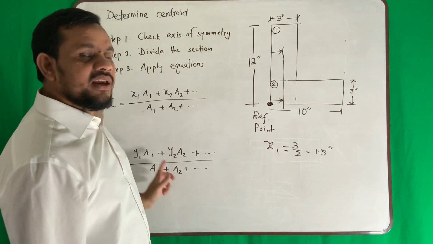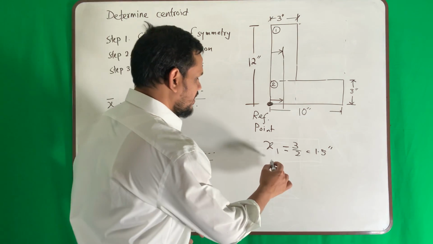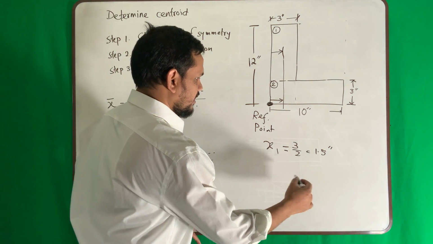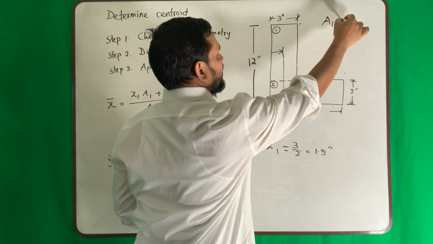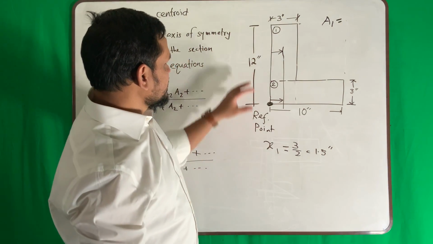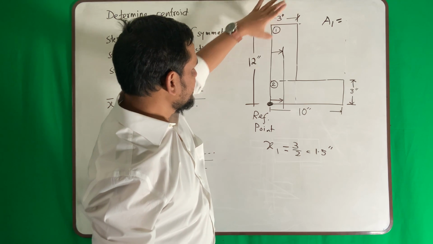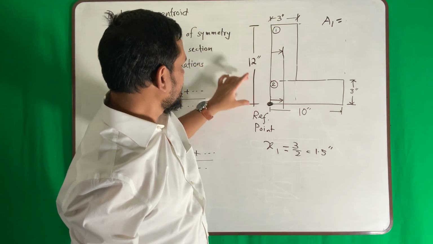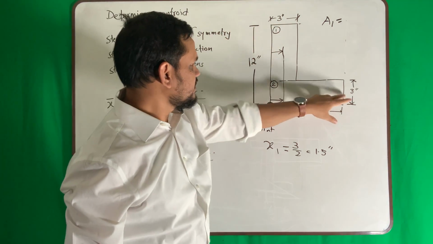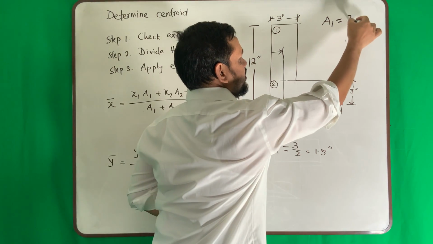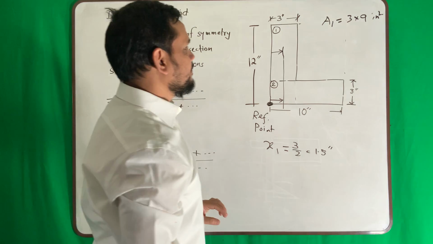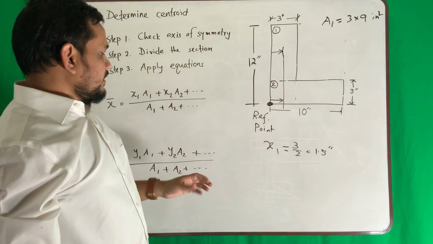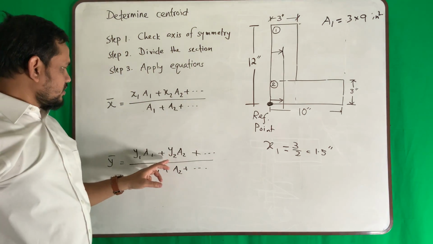What is A1? Area of section 1. Okay, right, area where? Somewhere here. Area of section 1. What is this area? 3 inch. What is this portion? It was 12 minus 3, so 9. So 3 inch by 9 inch, square. Then A1 is done.